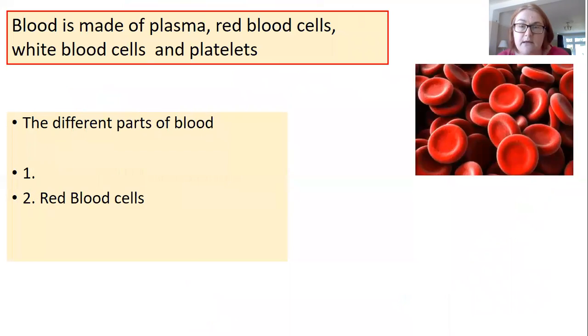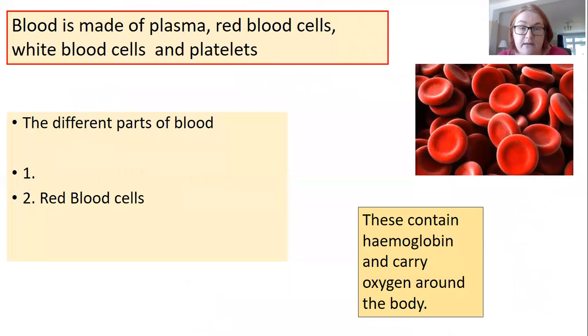Second part of the blood, your red blood cells. These contain hemoglobin, and they carry oxygen around the body. The hemoglobin and the oxygen join together and make what's called an oxyhemoglobin complex, and then it gets carried around the body. The oxygen is contained inside the red blood cells, attached to the hemoglobin.